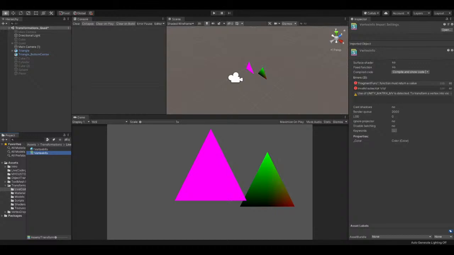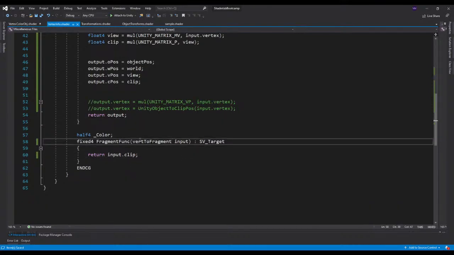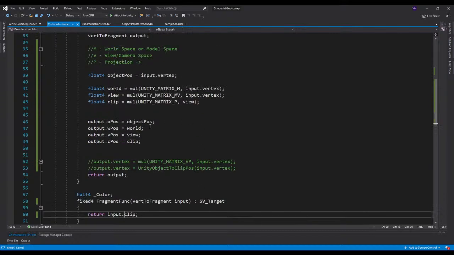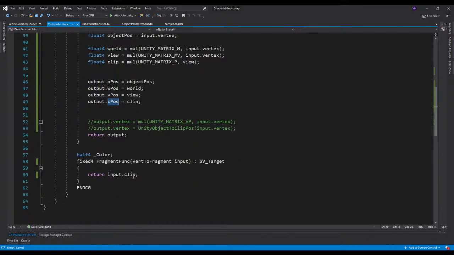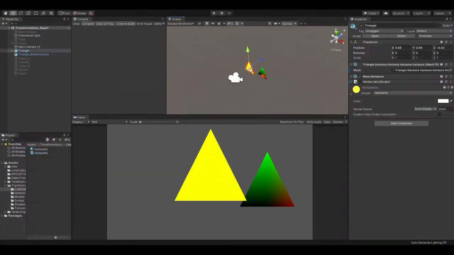So what did I do wrong? Someone can tell me? Vertex to fragment input dot clip. Which is strange, which should work fine. Clip. Okay, there is nothing called clip, guys. It's clip position. So if I transition now, here we go. This is the clip space, right?